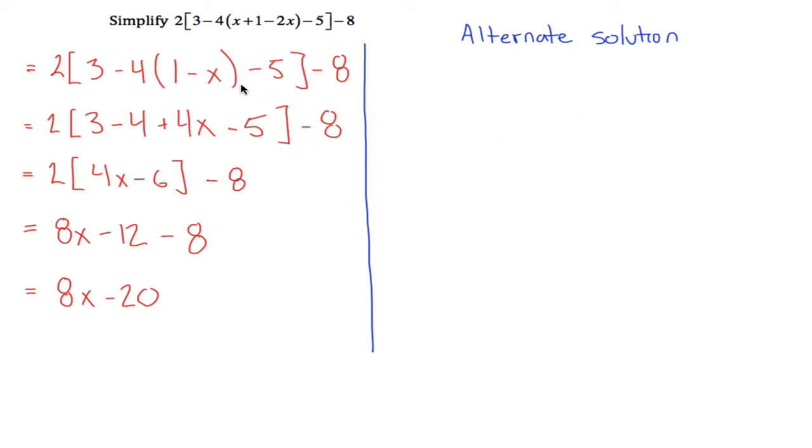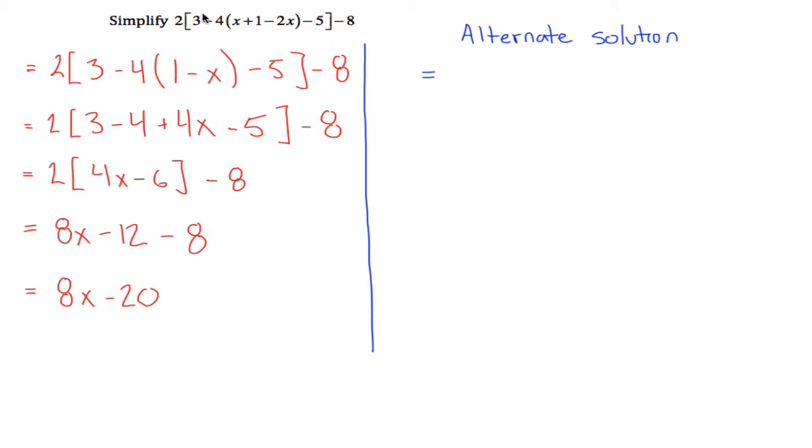So the thing I'm going to do different in this problem is, rather than first get rid of these parentheses by distributing this -4 into the parentheses, I'm going to first get rid of these brackets by distributing this 2 into the brackets. And the way I'll do that is this 2 has to hit, there's actually 3 terms inside the brackets. I know that's hard to see, but the first term is this 3. The second one is this 4 times x plus 1 minus 2x. This entire thing is my second term. And my third term is this -5.